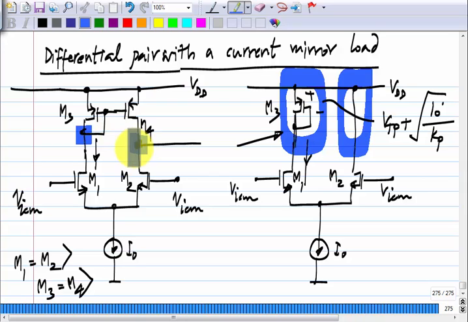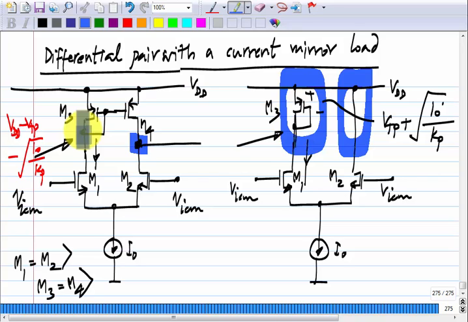It will be the same. Why? Okay, but why do you say that? Yeah, I understand. The voltage here is what we calculated, VDD minus VTP minus square root I naught by KP. Why is the voltage here exactly the same as that? Yeah, okay. VSD of both are the same.